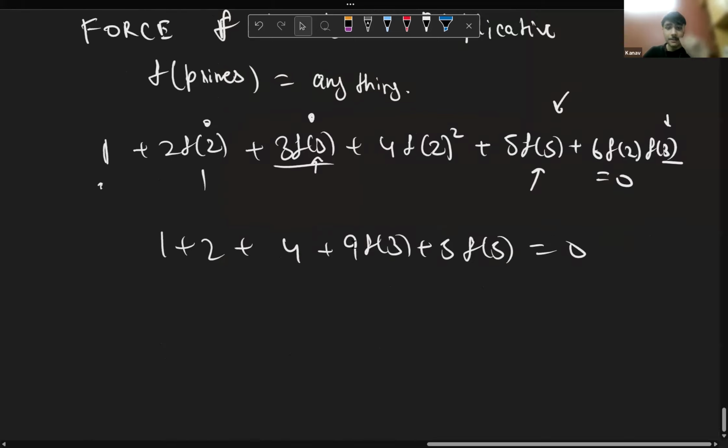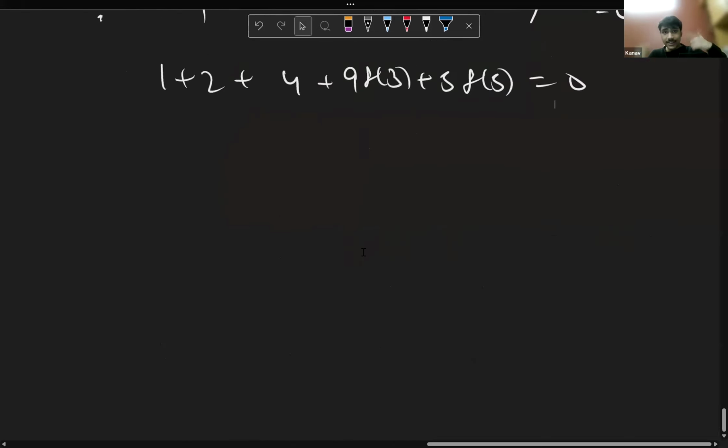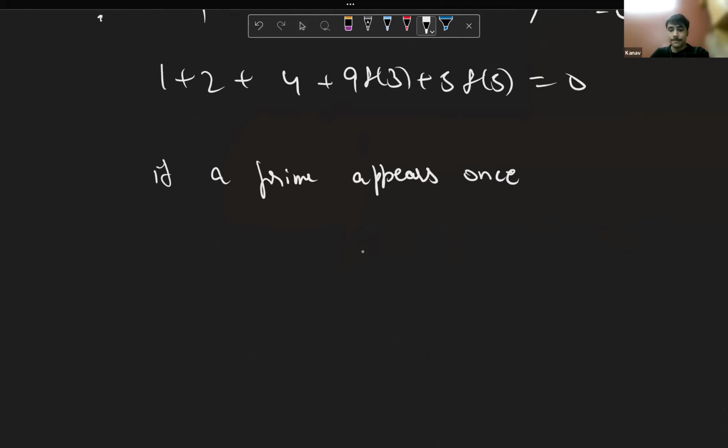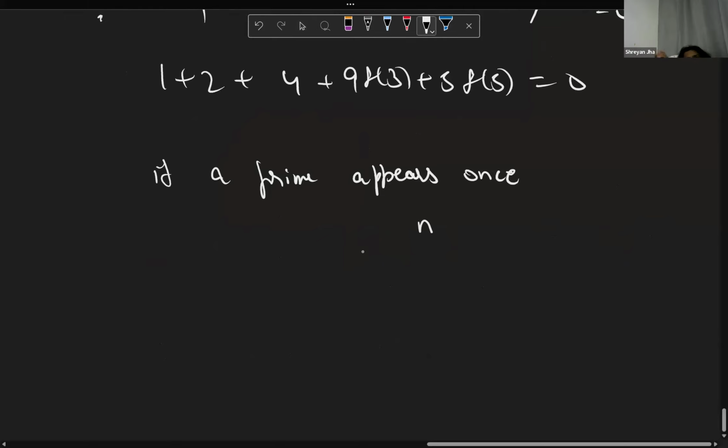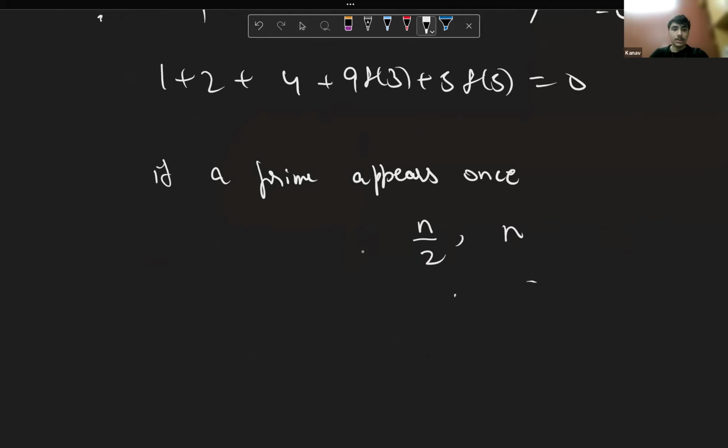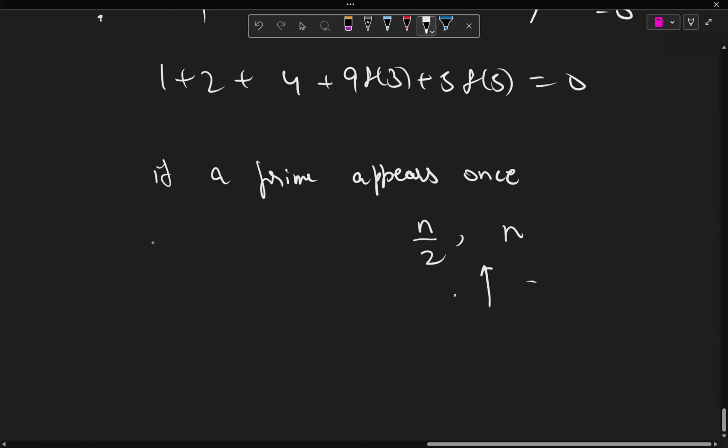Happy. Yep. Okay, so someone asked, how do you generalize 5 if a prime appears once? Nice, right? So what primes appear once? Between n and n by 2. Yeah, n and n by 2. So if I can find a prime between this, that's good. And let's say there exists one.